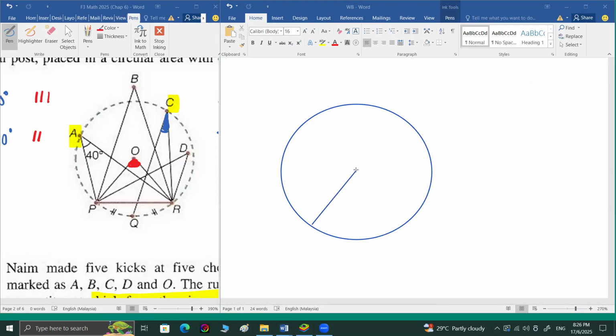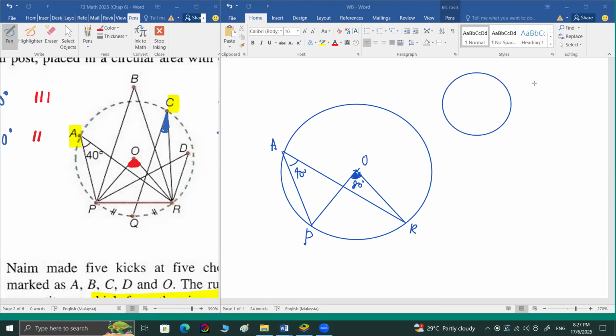I take this out. Follow the label, okay, see P, R, center, A. Can you see A 40? So the center 80. Angle at the center is 2 times angle at the circumference. Remember, Arvin, I draw all this. Last week, I drew all this to show you.